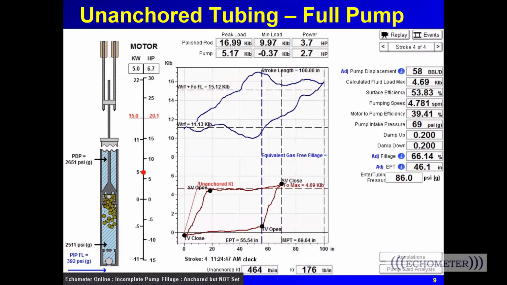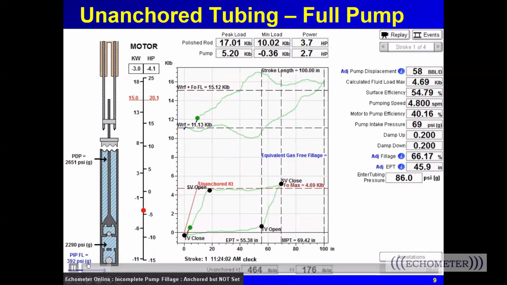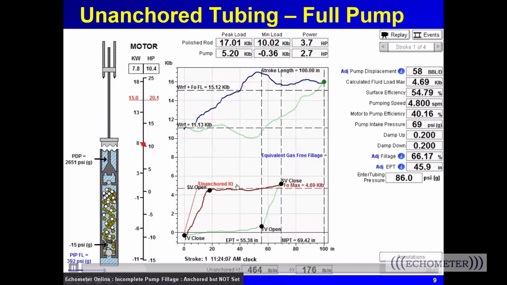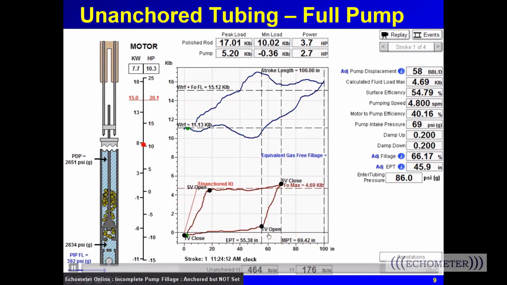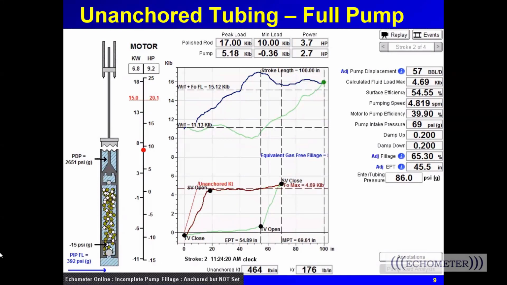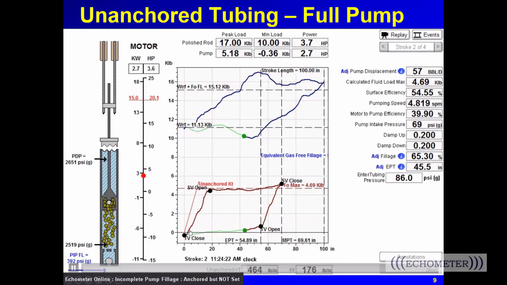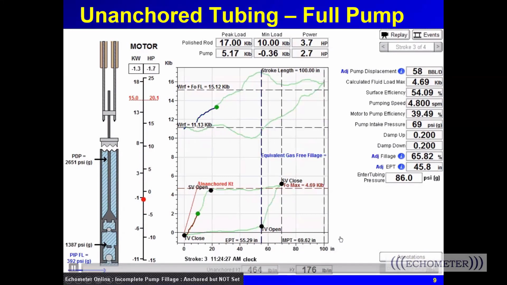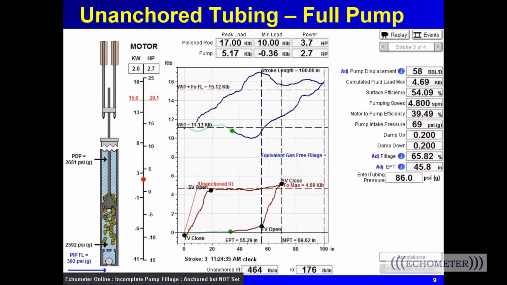So now we see this same animation, but with the unanchored tubing. So the unanchored tubing stretch line is turned on here, this unanchored KT. Notice that the unanchored tubing pump is full of liquid, but there is some excessive slippage, and that's exhibited by the pump card leaning over more than that unanchored KT line. You can see here the effective plunger travel is much less than the maximum plunger travel available, but the pump is full of liquid. There's no gas in the pump, the valves aren't leaking, and the pump is functioning properly.